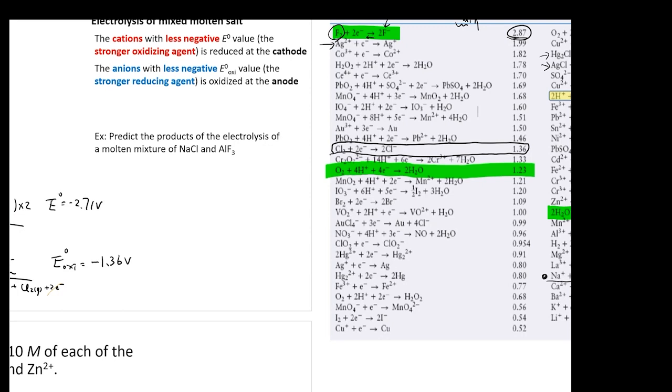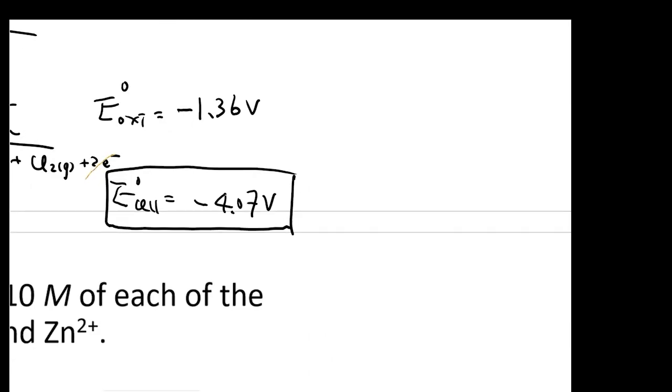Your E cell in total is the sum of the two, which means negative 4.07 volts. What it really means is that you need to supply 4.07 volts so you can drive the whole thing, so the cations go to your cathode and the anions go to your anode. This value is the minimum voltage that your battery needs to supply.